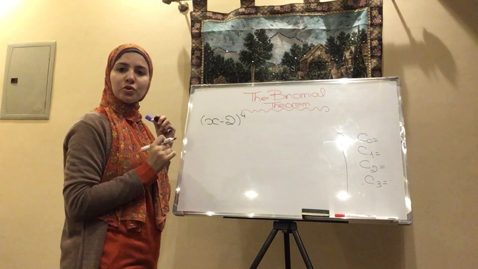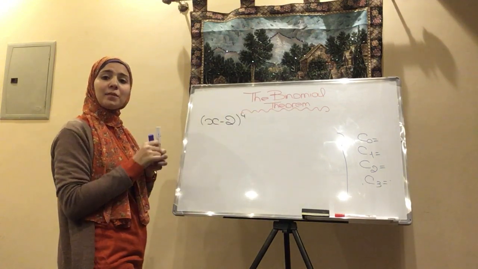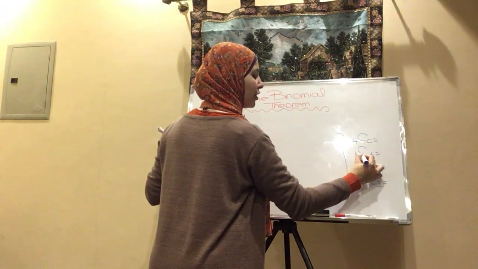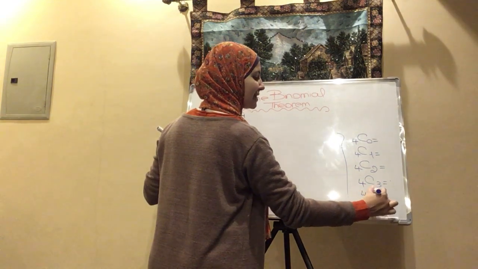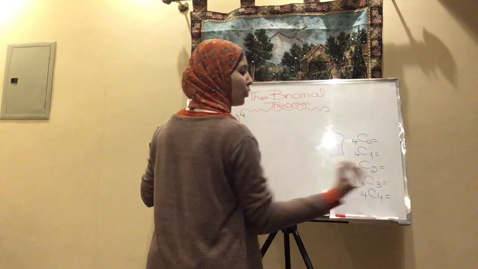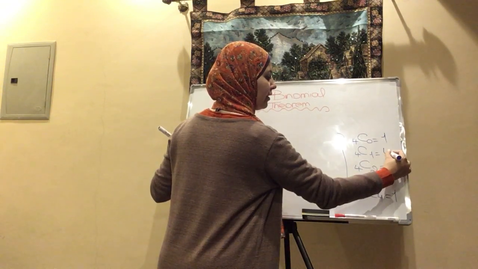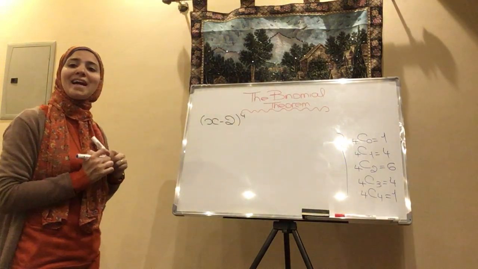So this time I'm going to use the binomial theorem. Now my power is 4. What are the coefficients that I'm going to get on the calculator? 4C0, 4C1, 4C2, 4C3, 4C4. I'm going to find that the values are 1 here, 4, then 6. These are the values using the calculator.